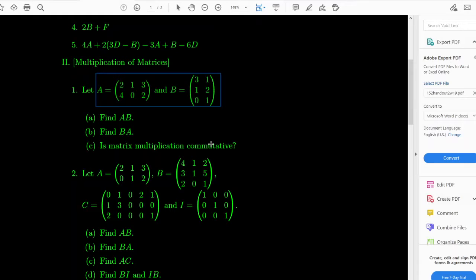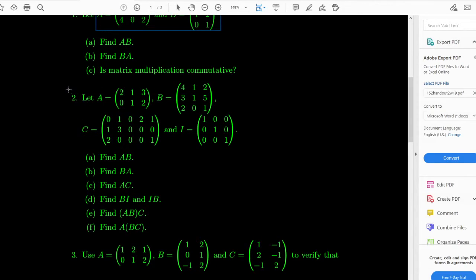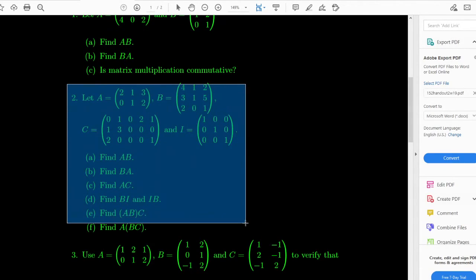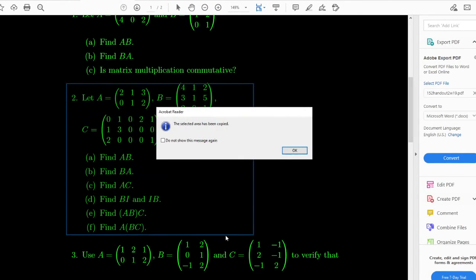In general, matrix multiplication is not commutative. If you don't have any questions, we'll move on to question 2. I will copy question 2 in the chat, on PowerPoint, I mean.